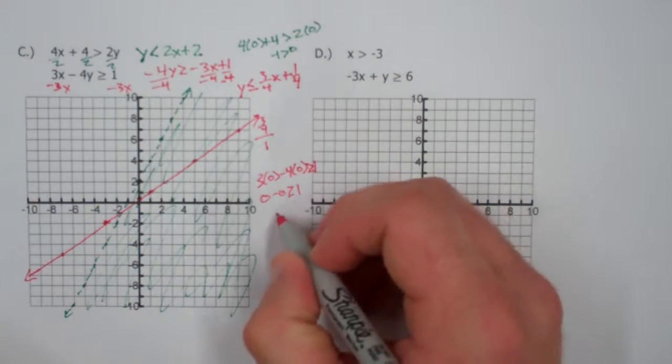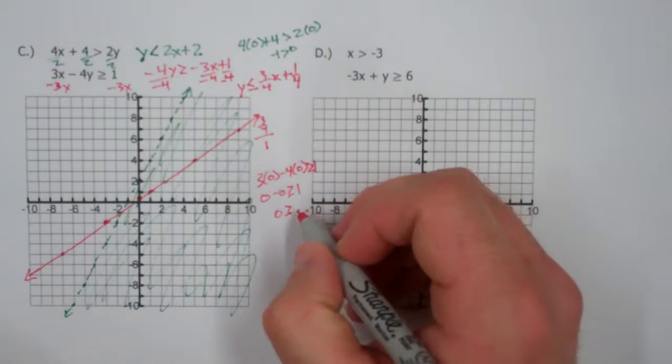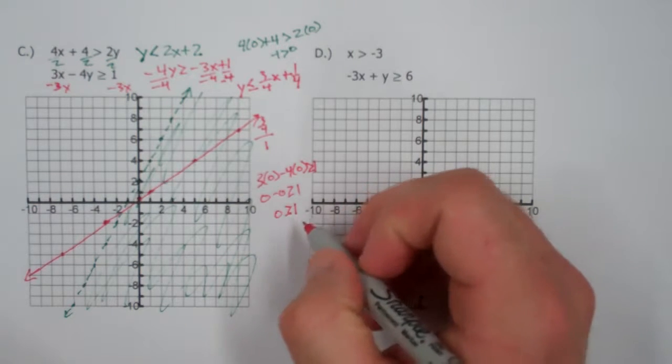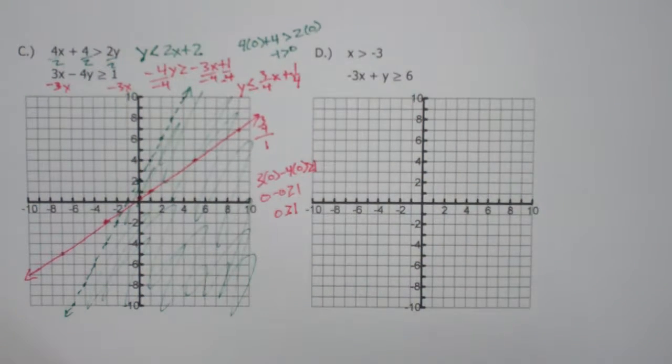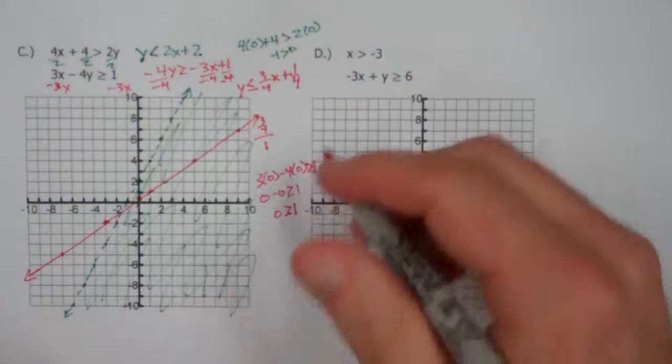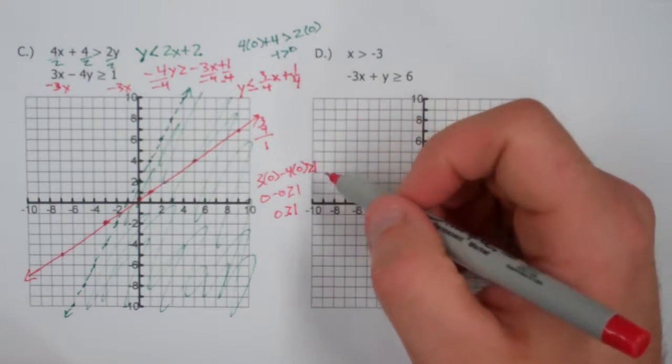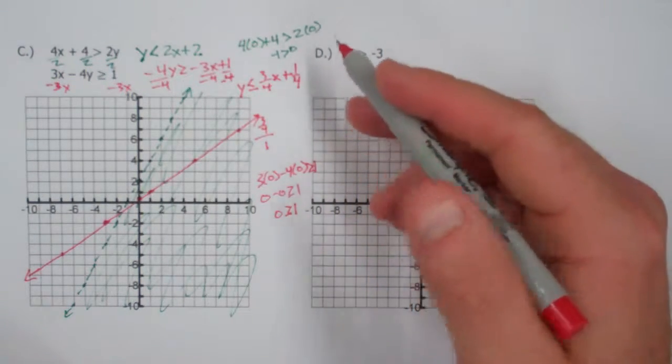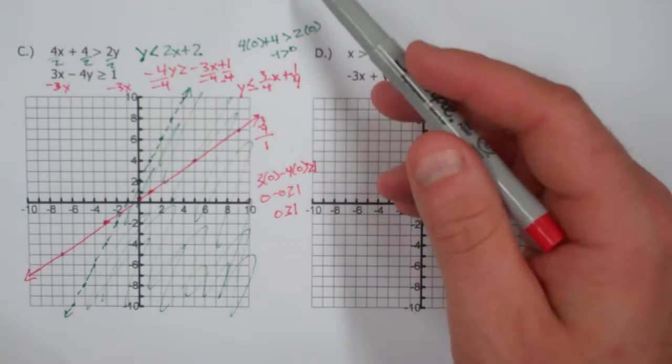Well, let's see what happens here. 0 is greater than or equal to 1. Well, in this case, that is going to be false. So we are not going to shade over the origin for this one. And what we want to do is shade on the other side. Let me just make sure that that is actually true here.